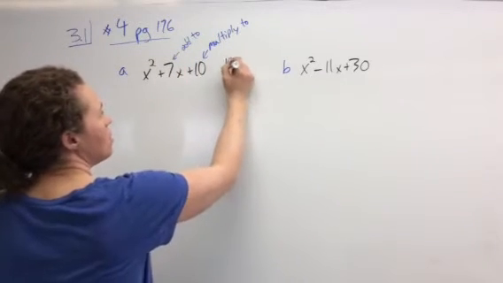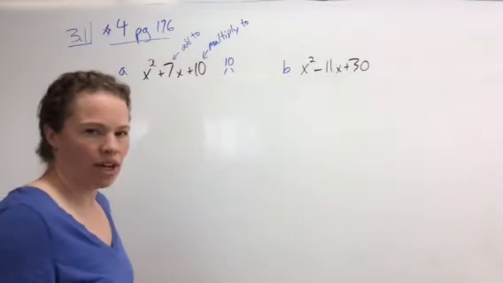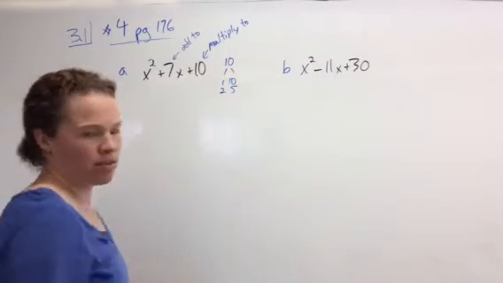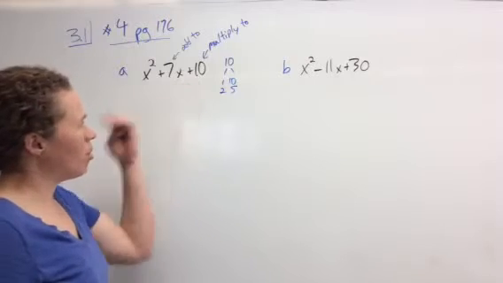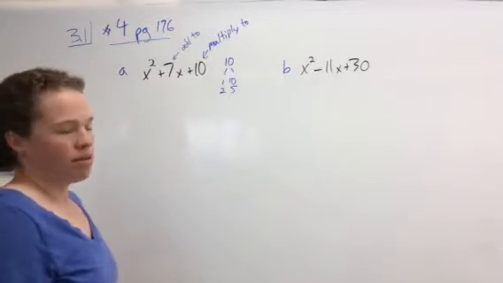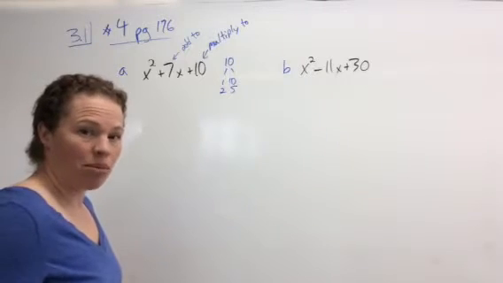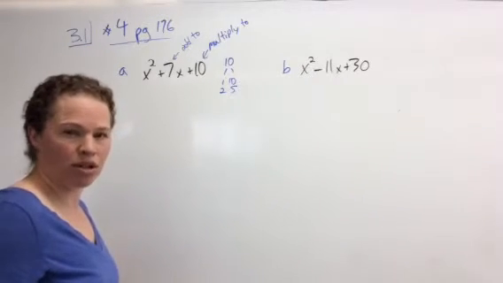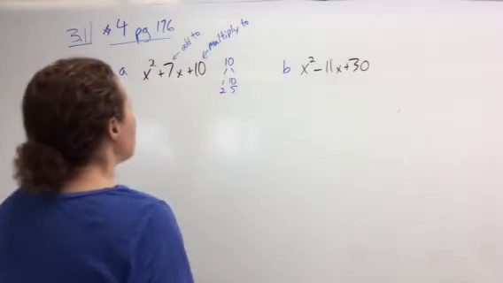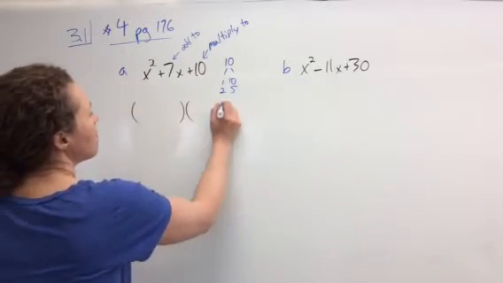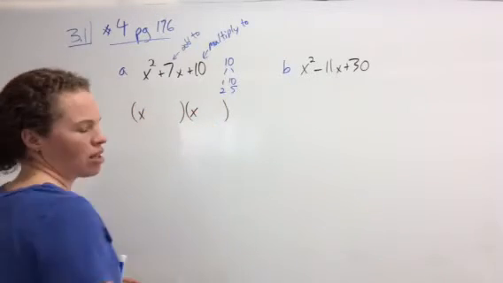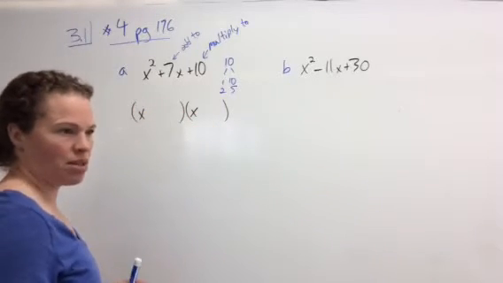So the easiest thing to do is to get the factors of 10, 1 and 10, 2 and 5, and then they're all positive, so I'm just going straight forward here. 2 and 5 add to 7. That means 2 and 5 had to have been your middle terms to have added to the 7. So when we write our brackets, this is just x squared, so this is just going to be x. That's nice and simple. X times x is x squared.